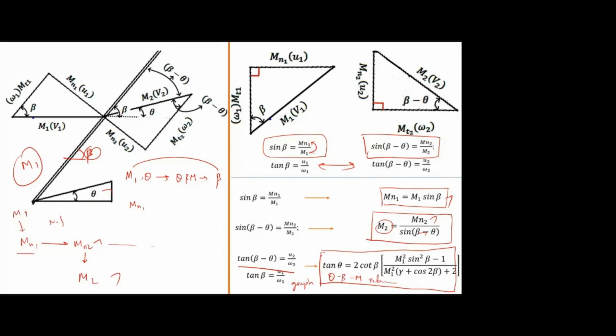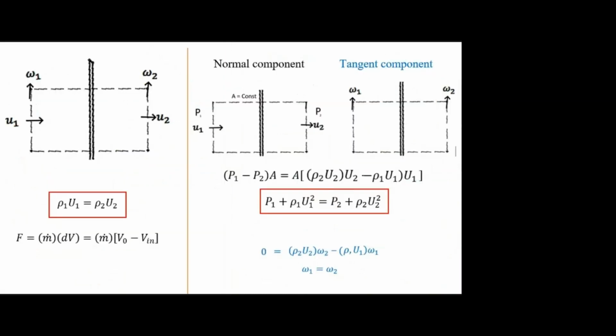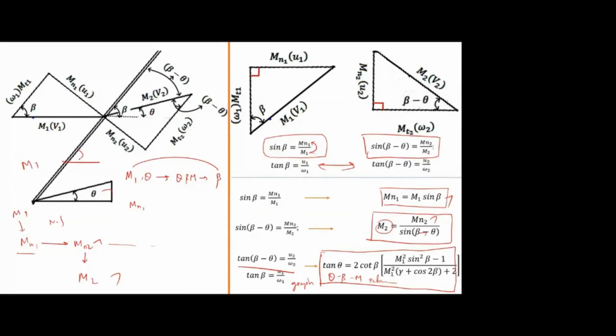Sometimes they will give only M1 and beta. So with M1 and beta 1, you can straight away find Mn1. But to find M2, you need theta also. In that case, again you have to refer to the theta-beta-M graph to find theta. So we will use that graph in all the oblique shock problems.